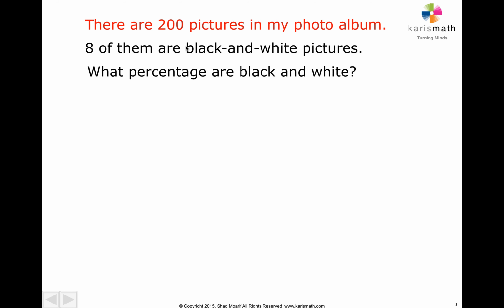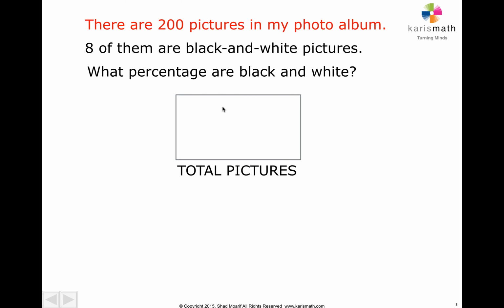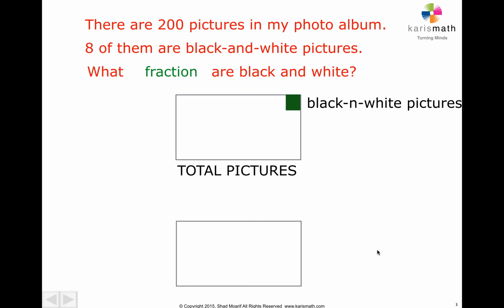Now you can understand this very simply in terms of the total and the part that are black and white. Total pictures, imagine that's that much there, and some of them, 8 of them, that's a very small part, they're black and white pictures. So what percentage are black and white? The part of the total, which is the fraction, is what you're looking at. This fraction is what part of the total. So we know that the total is 200 and the part is 8.